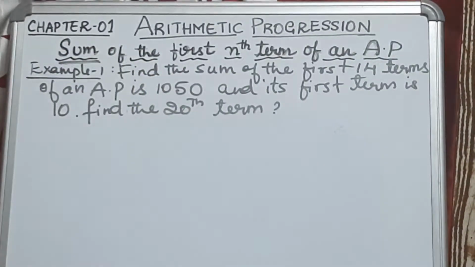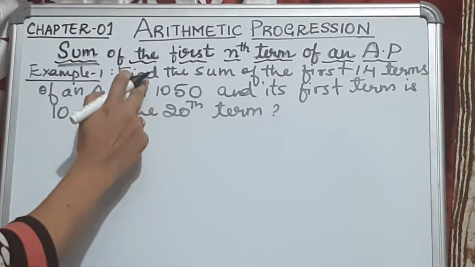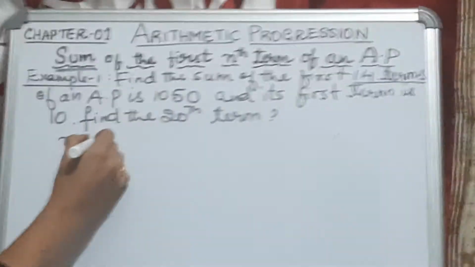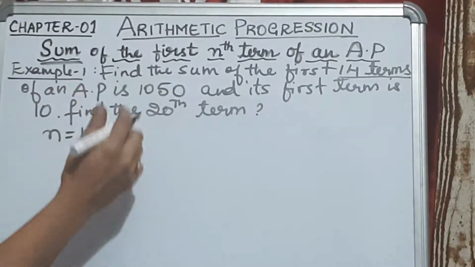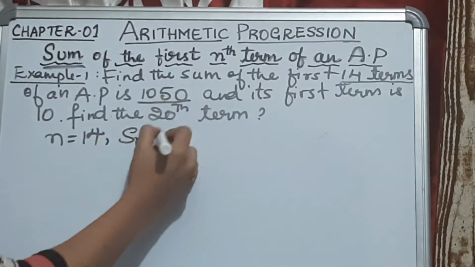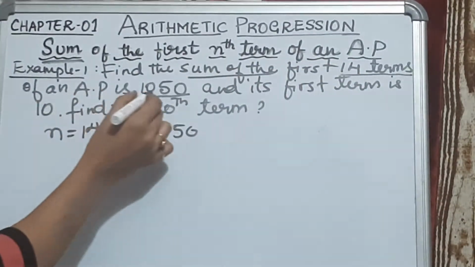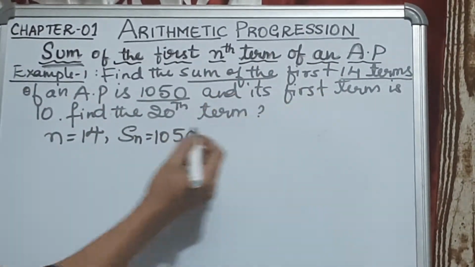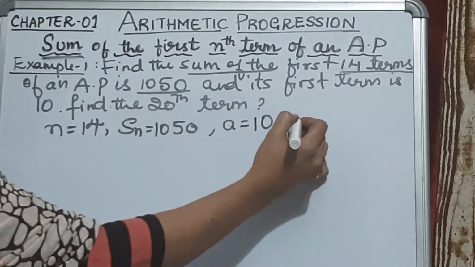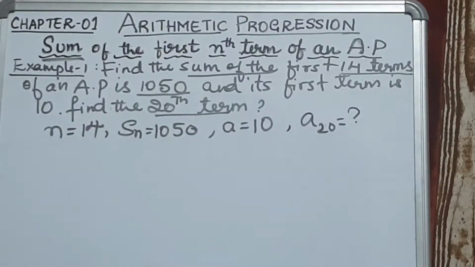Students, by using the sum of the n terms formula of an arithmetic progression, here is one example. Look here carefully. Find the sum of the first 14 terms, that is, n = 14. The sum of the 14 terms of an AP is 1050 and its first term a is given as 10. Find the 20th term, a20. We have to find the 20th term.